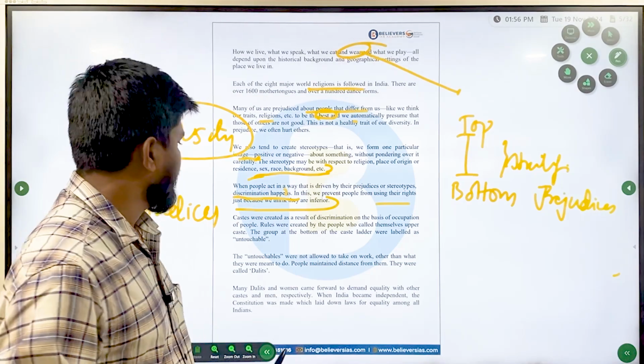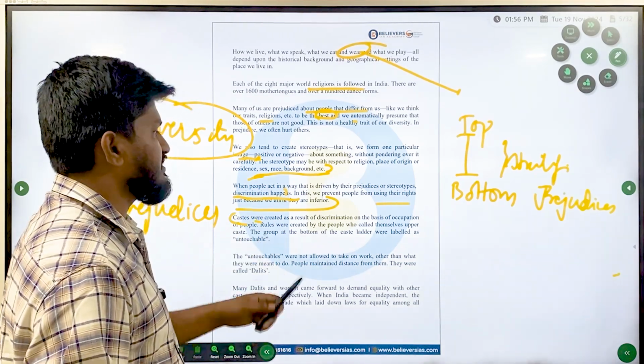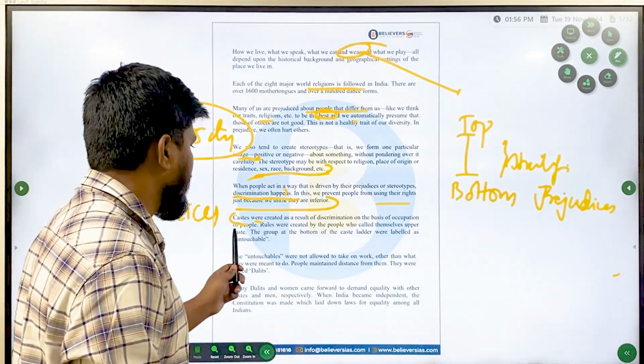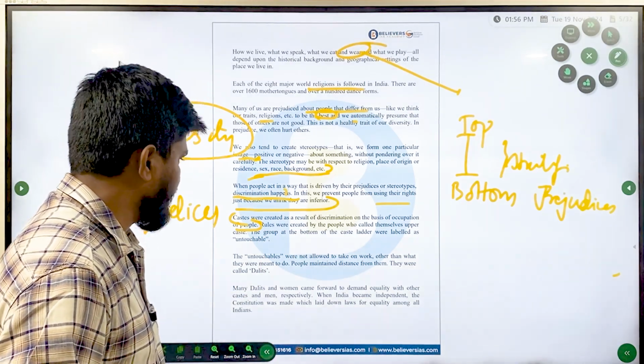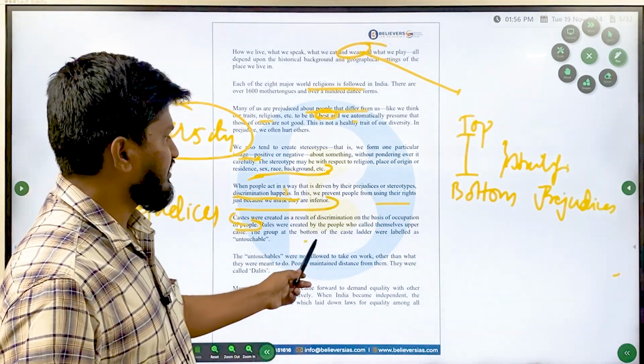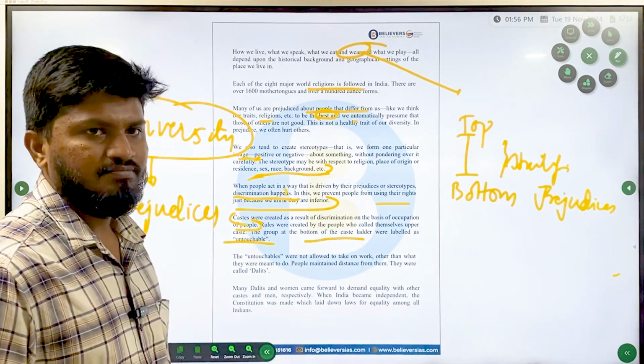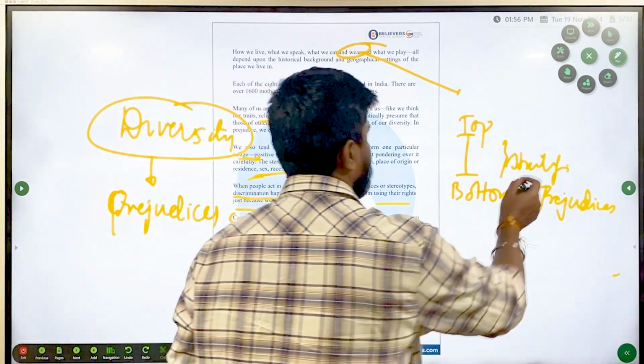Castes were created as a result of discrimination on the basis of occupation of people originally, and rules were created by people who call themselves upper caste. The group at the bottom of the caste are labeled as untouchables. Okay, as I explained already.